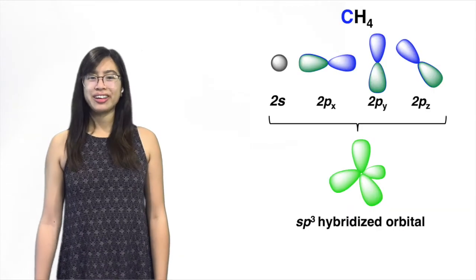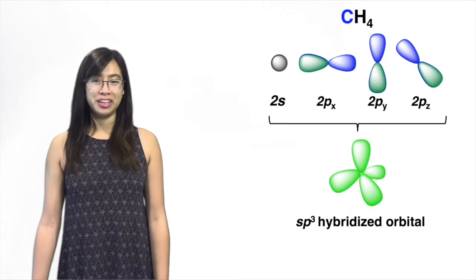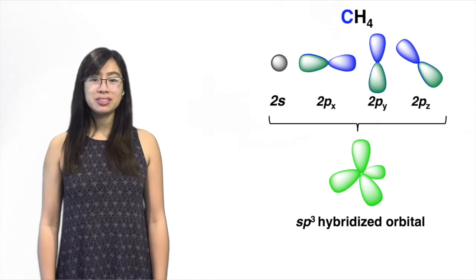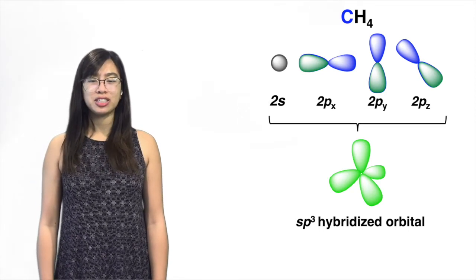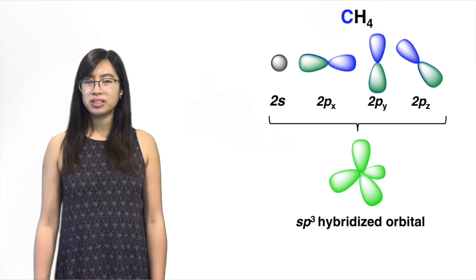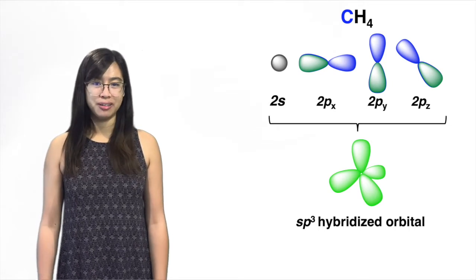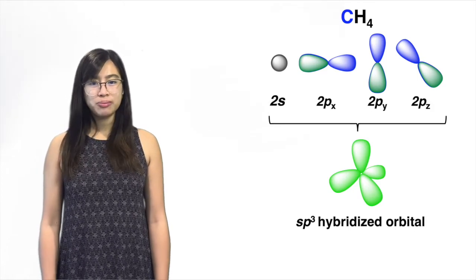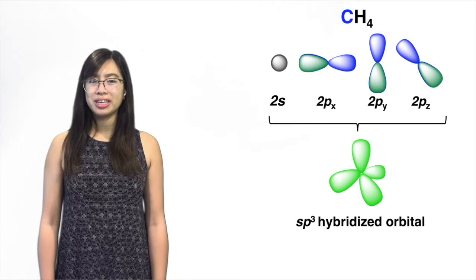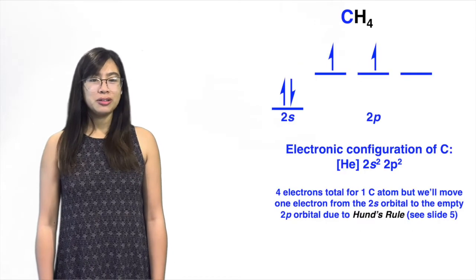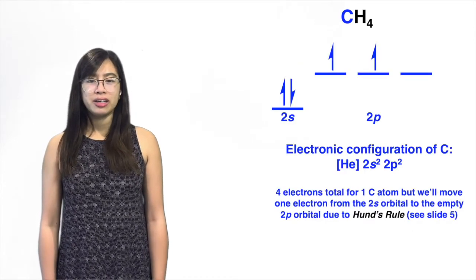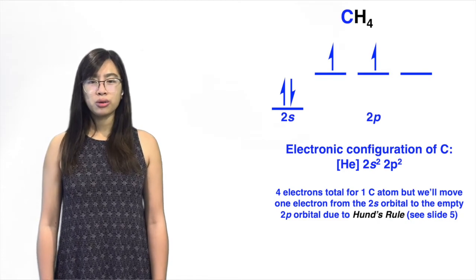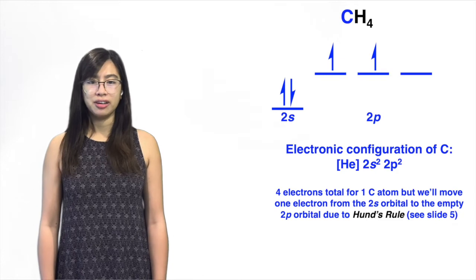Now let's take a look at the atomic orbital of carbon. Since there are 4 hydrogens attached to carbon, that means carbon has a hybridization of sp3, but we'll get into more detail on how to determine that in a bit. So recall that one s orbital and 3 p orbitals mix together to form the sp3 hybridized orbital. The electronic configuration of carbon is 2s2, 2p2, which means there are 4 total electrons for one carbon atom.